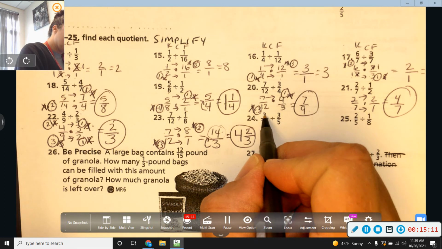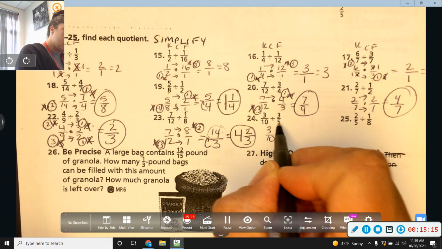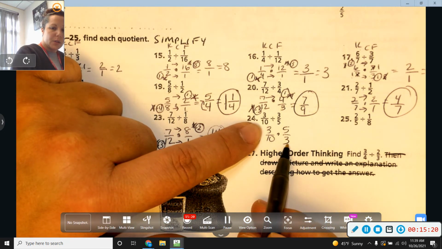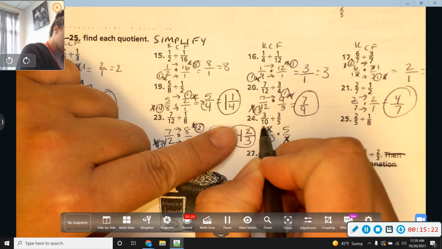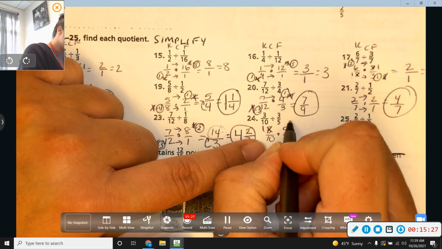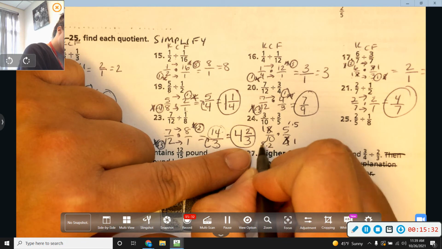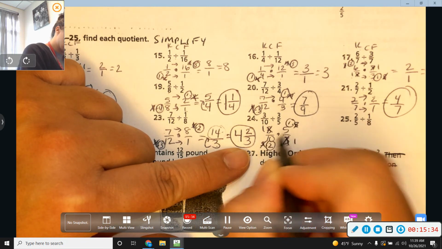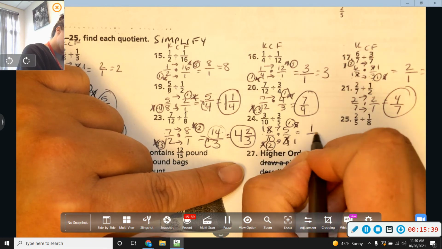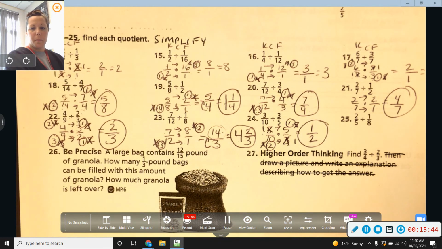I have 3/10, keep, change to times, flip to 5/3. I love it when I get 2 3s. Cross them off and make them 1s. I can divide out 5 and 10, so 1 times 5 is 5, 5 times 2 is 10. Cross off my 5s, keep my other number. Multiply straight over. 1 times 1 is 1, 2 times 1 is 2. That's a regular fraction. Okay?